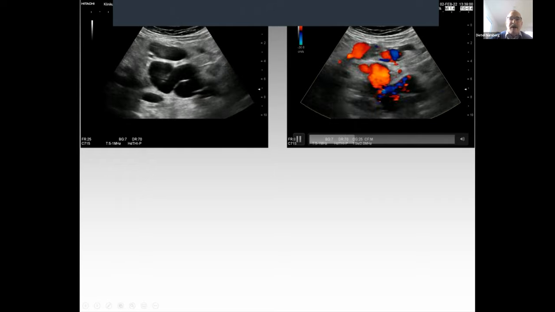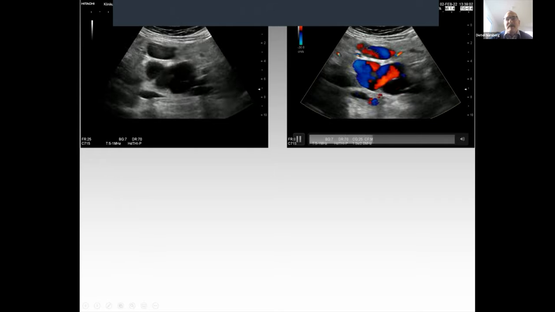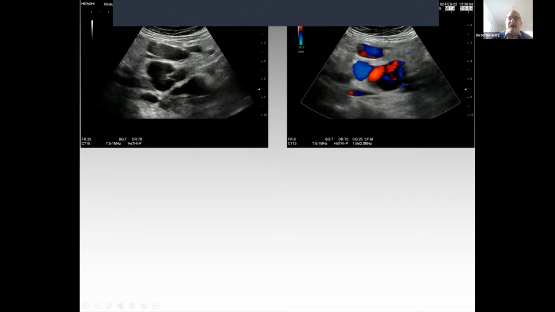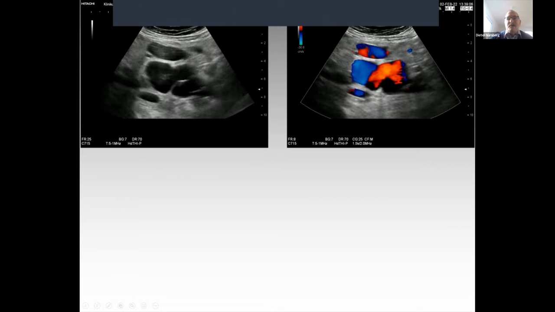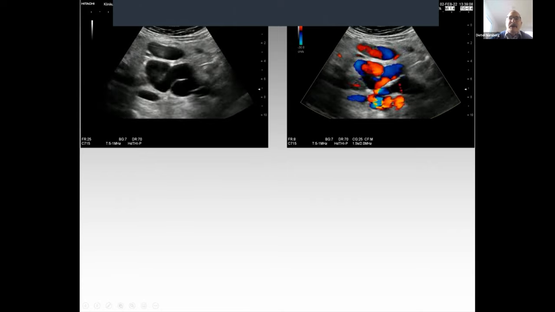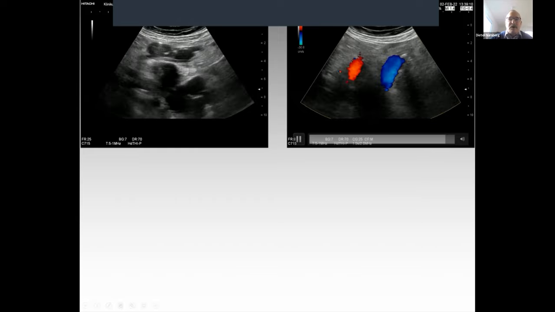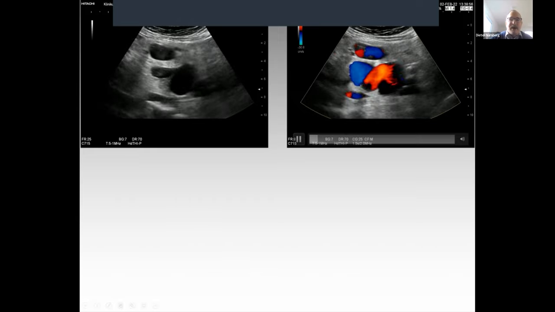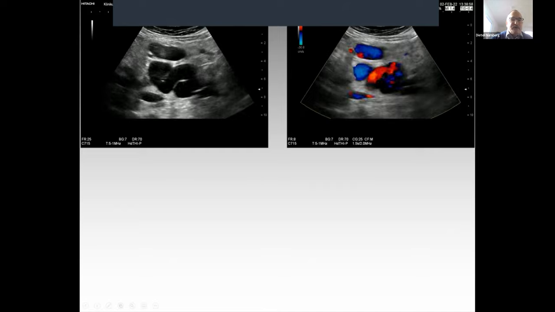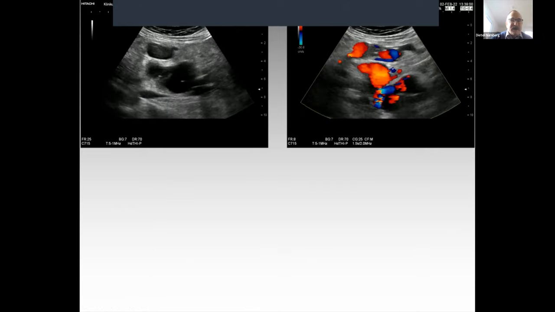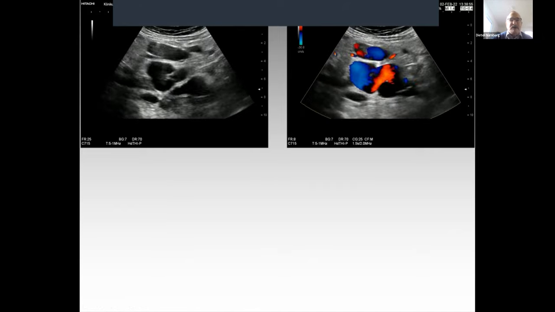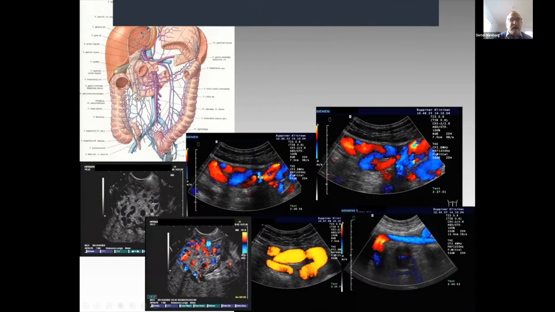And we have a color inferno. We say that we have a lot of color between the normal structures of the upper abdomen. And that means that those are portosystemic collaterals. That is a very typical sign of collaterals.